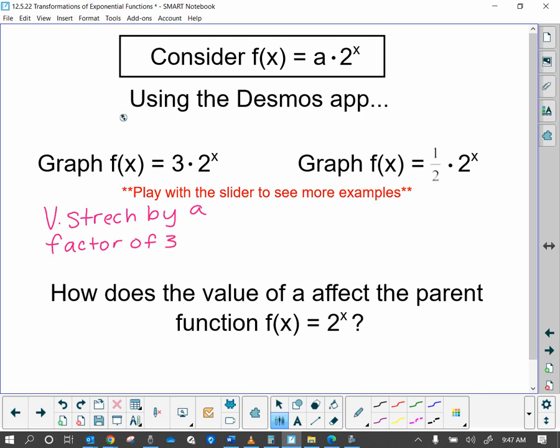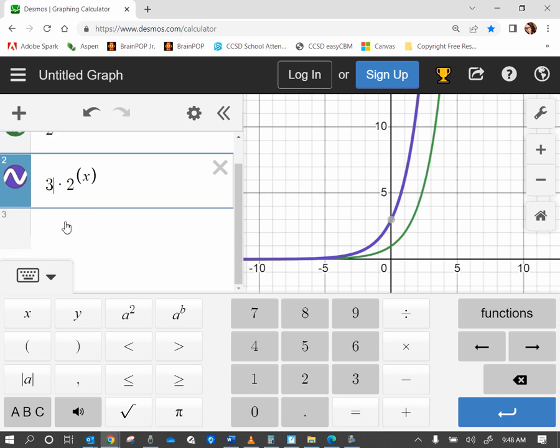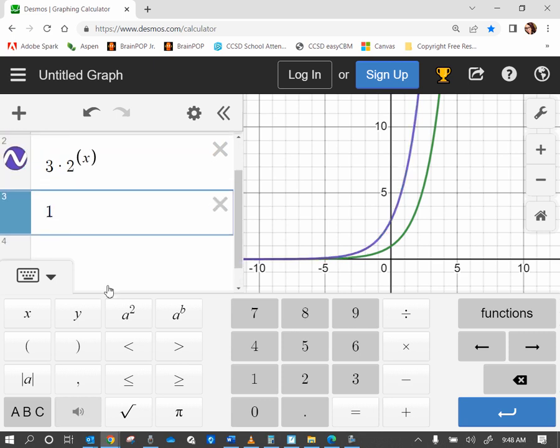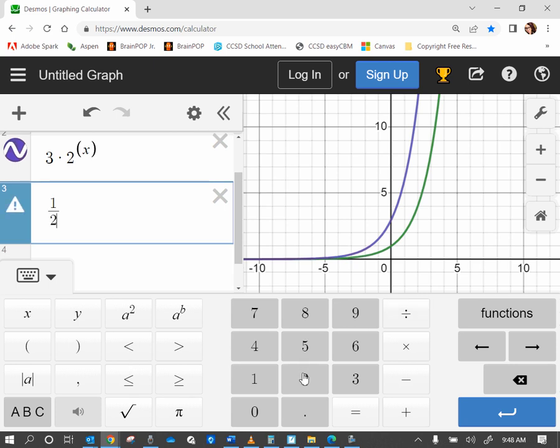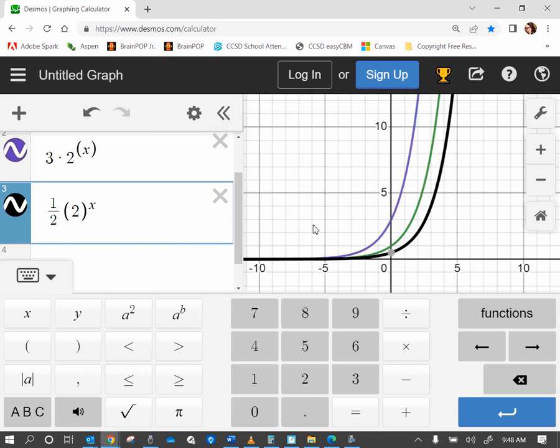Okay, so if a is greater than 1, it's a vertical stretch by whatever that is. If a is between 0 and 1, if it's a fraction, it's going to be a vertical shrink. Okay, so let's see what that looks like. If instead of a 3, let's do 1/2 times 2 to the x power.